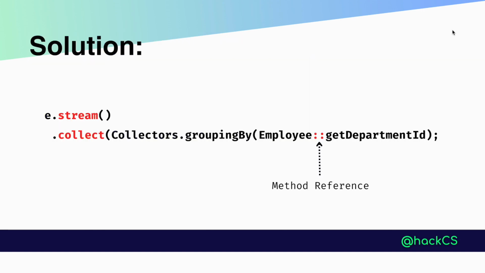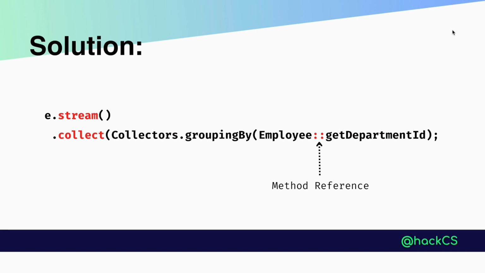We first call the stream method on the employee list to convert it to a stream. Then we use the collect method to group the employees by department using the groupingBy collector. Stream and collect, which I have highlighted in red, are methods defined under Java 8 stream.